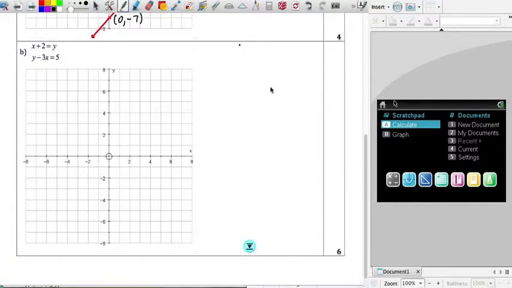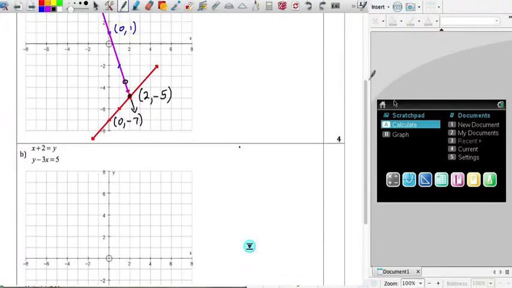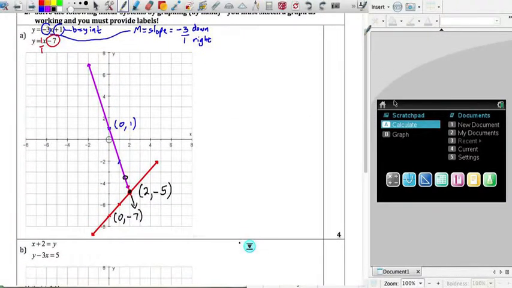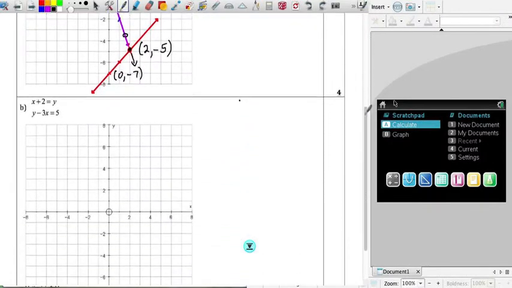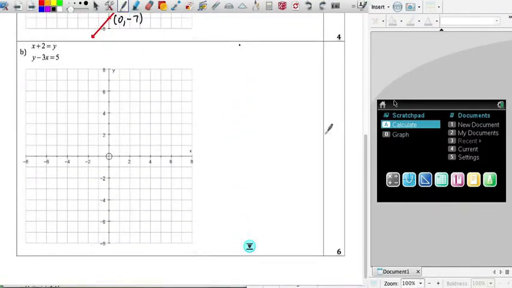Okay, so welcome back to part 2 of the linear systems exam review questions. And so what I'm going to do is just wrap up question 2b, and so that's the solving of the linear system by graphing by hand. And then I'm going to move on to the calculator portion of the review question.